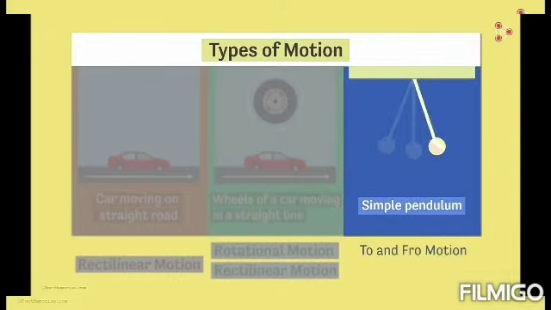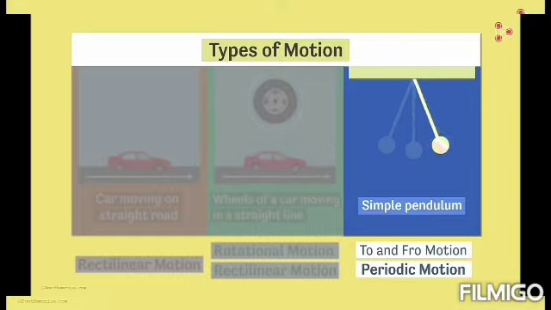What about the simple pendulum? We know the simple pendulum performs to and fro motion. This to and fro motion repeats itself at regular intervals of time. So it is undergoing periodic motion.